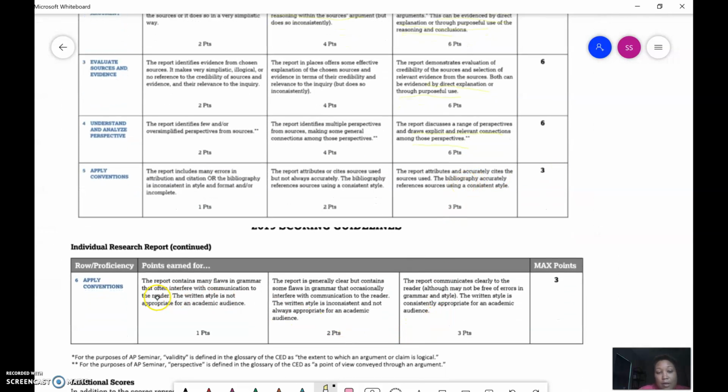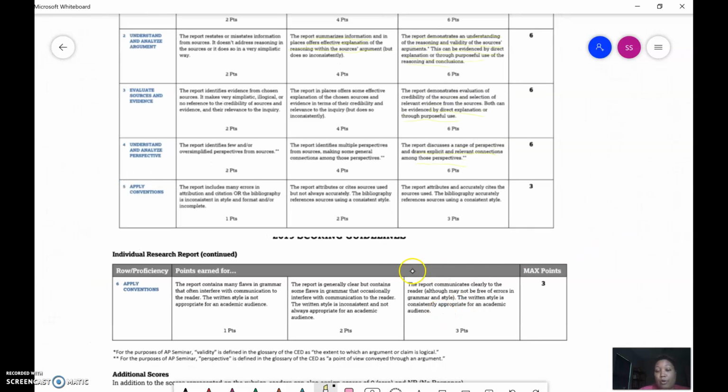The second one: the report communicates clearly to the reader, although it may not be free of errors in grammar and style. The written style is consistently appropriate for an academic audience. And this is important. Basically what it's saying is you can get a high score here and not be perfect, but are you also writing for the appropriate audience? The purpose of this paper is to communicate to educated individuals. Think of your audience as educated persons, and make sure you are writing for them.